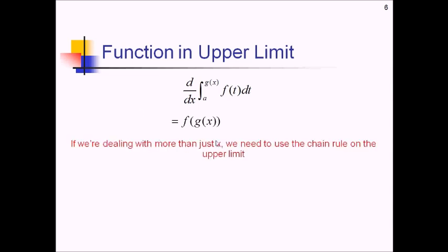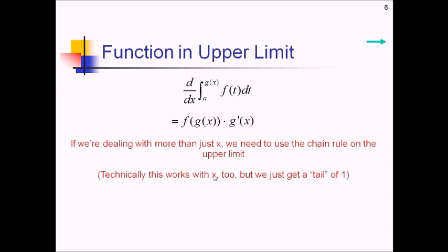So if you're dealing with more than just x, you're going to need to use the chain rule on whatever that upper limit is. So in this case, we would have to multiply by the tail, which would be whatever g prime of x is. Now you might wonder, well, why didn't we just do this before? Why is there a different rule when we have a function up here versus just x? Well, if you think about it, x really is a function. You could technically do this with x also, but what's the derivative of x? Well, it's just a tail of 1. So there wouldn't really be any point in writing that tail, but if you have something other than just x here, you're going to have a tail that looks like something other than just a 1.